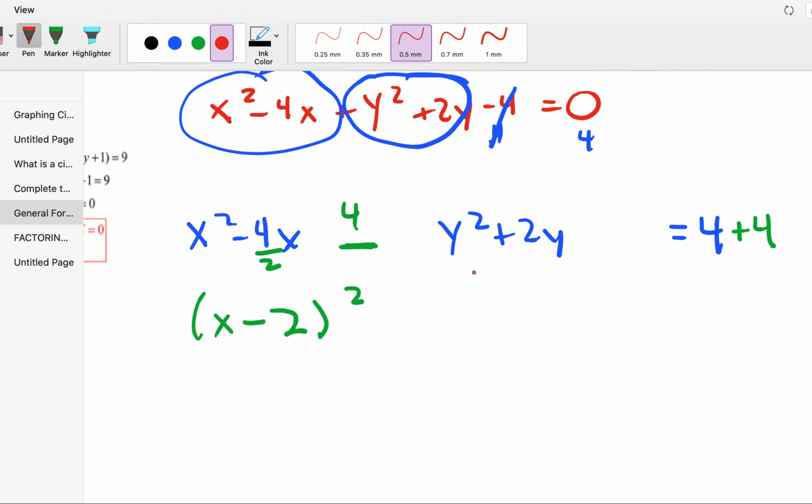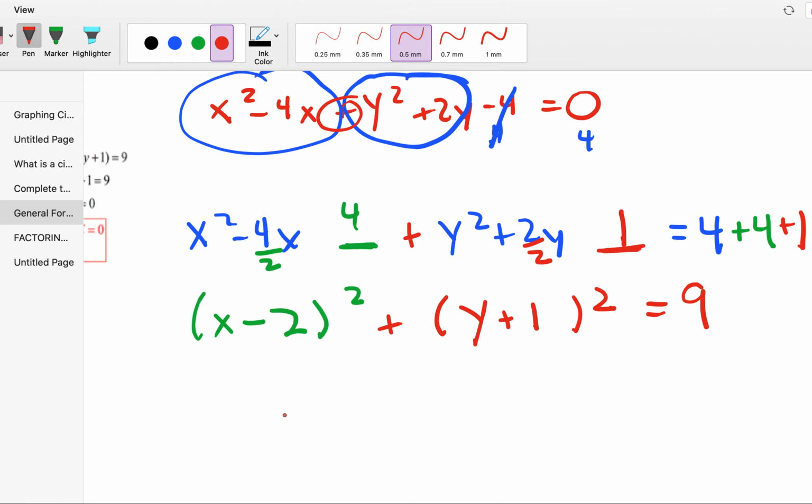The same thing will occur here. There is a plus in between them, just like there was here. So I'm going to say it's y something squared, my perfect square. I'm going to take half of this, which is 1. And then add something to both sides. I'm going to add 1 squared, or 1, to both sides.